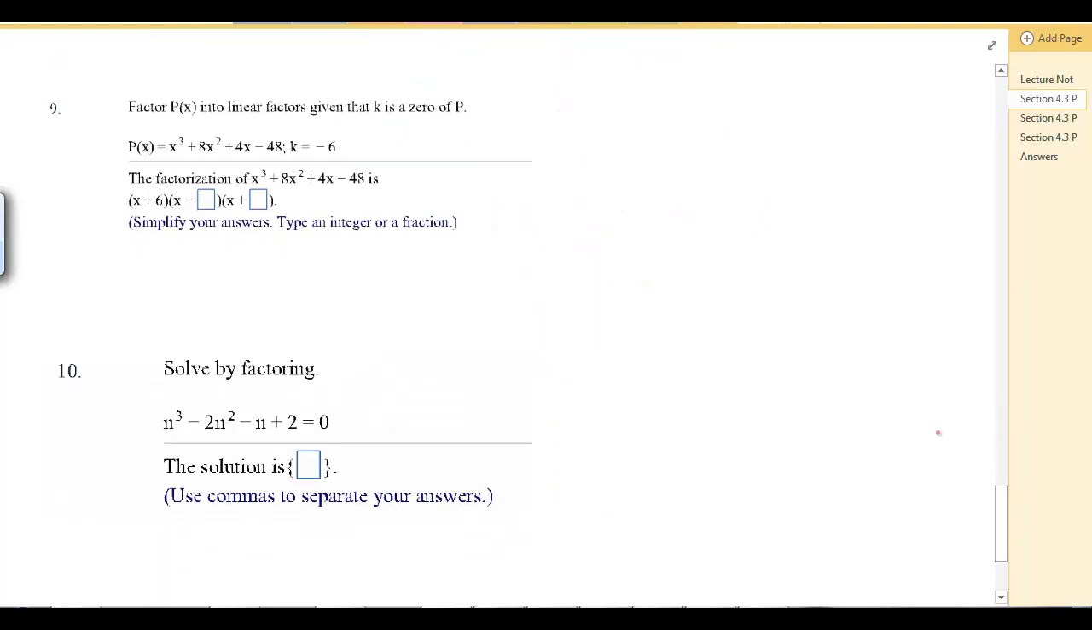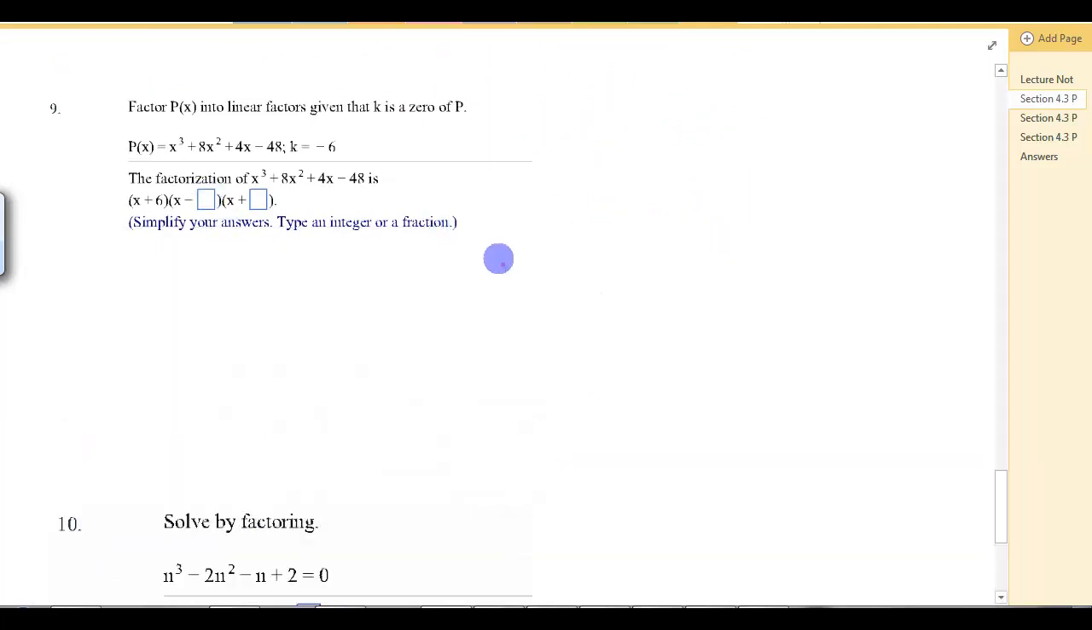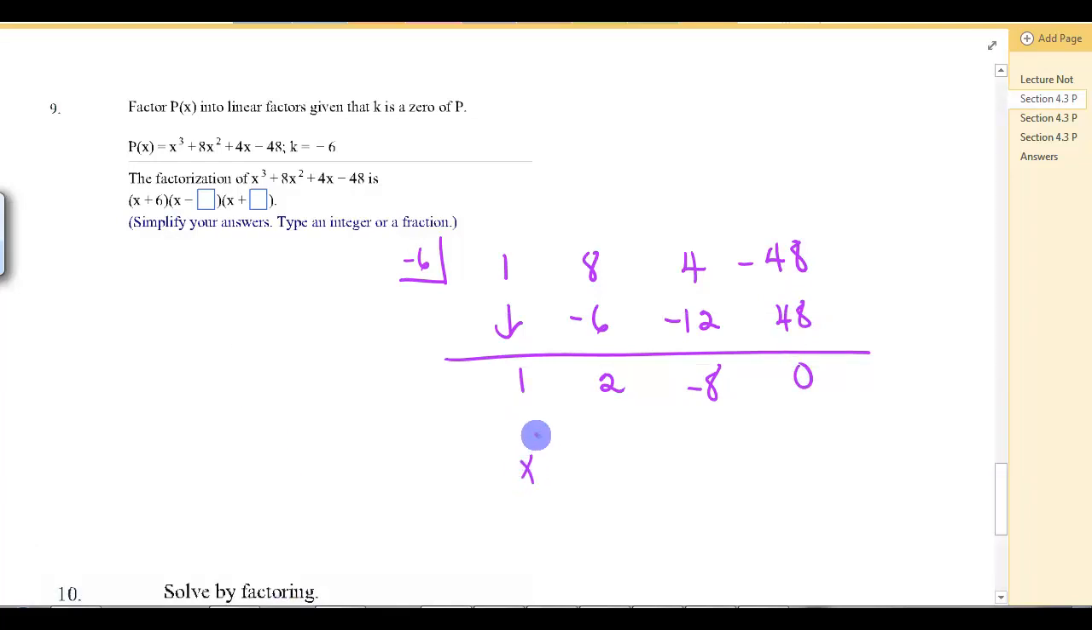You're going to do the same thing with number 9. All right, number 9, so we'll start out with a 1, an 8, a 4, a negative 48. We're dividing by negative 6. We have a negative 6, a 2, a negative 12, a negative 8, and a positive 48, and we get a 0. So, back into x form: x squared plus 2x minus 8. That's exactly the same kind of answer.